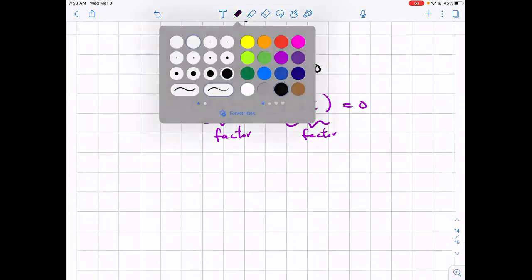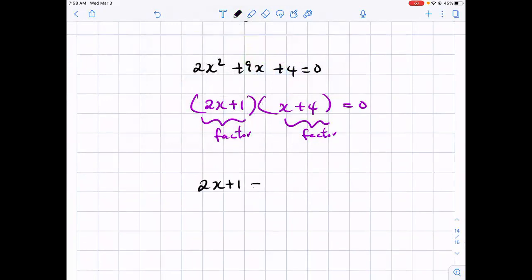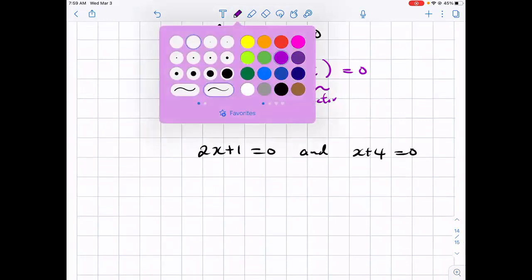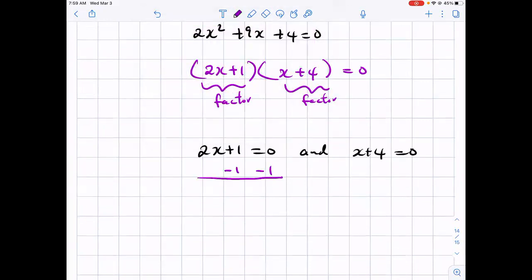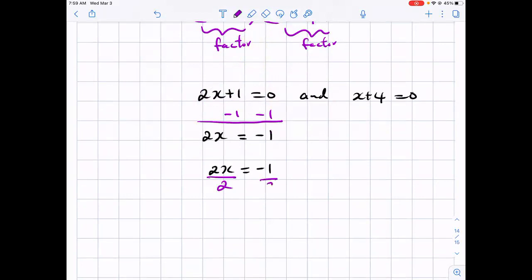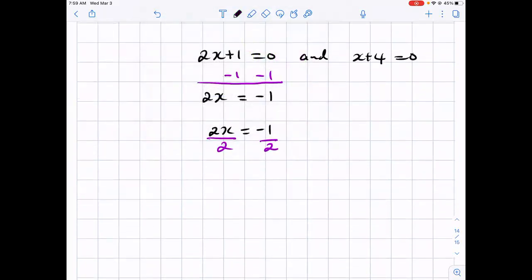So we take each factor, 2x plus 1, and set it equal to 0, and x plus 4 equal to 0. Each factor has to be set equal to 0, and then we solve for x. We minus 1 in this case, and that leaves 2x equal to negative 1. Then we divide both sides by 2, and we have x equal to negative 1/2. Remember, you should check the answer.